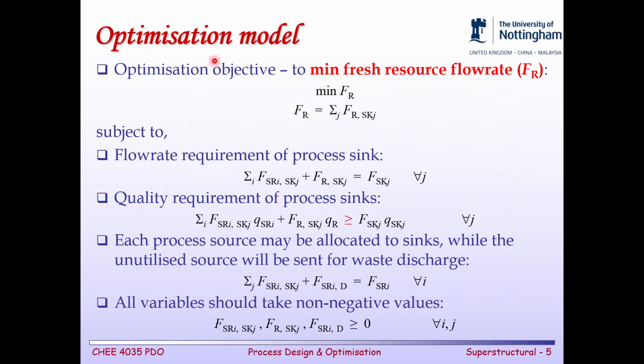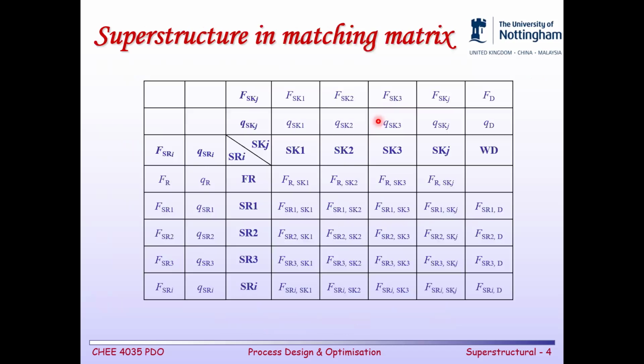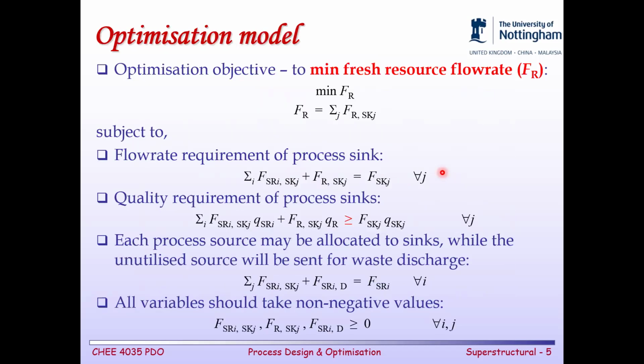And this is our optimization model. We'll be using mathematical optimization. As I've mentioned, our objective function is to minimize the freshwater source, designated as FR. And what is FR? It's the summation of all the flow rates from the freshwater source to each of the sinks. So it's the summation of this row from here to here. And the rest of the equations or inequalities are the constraints.